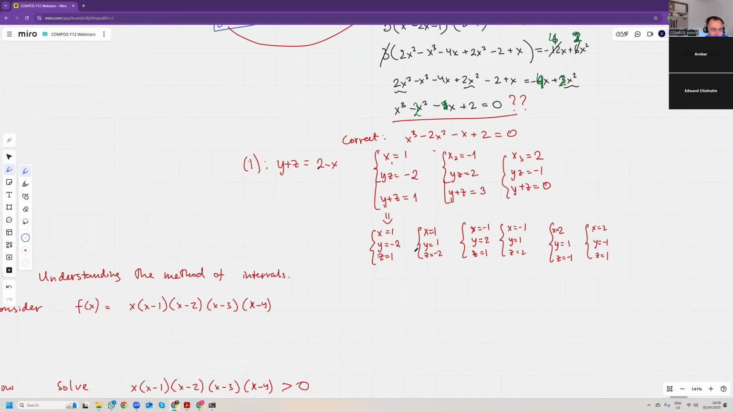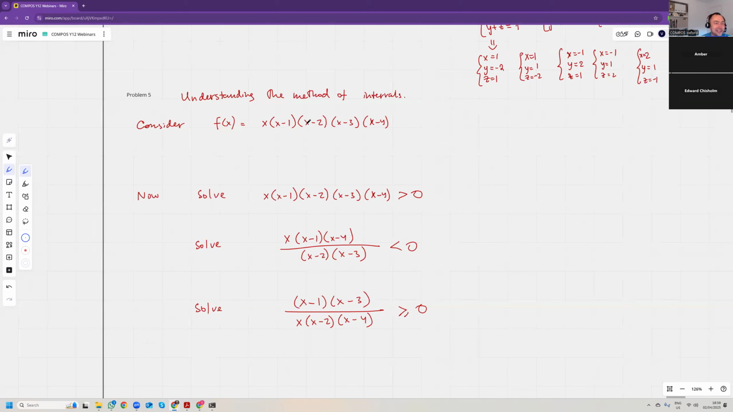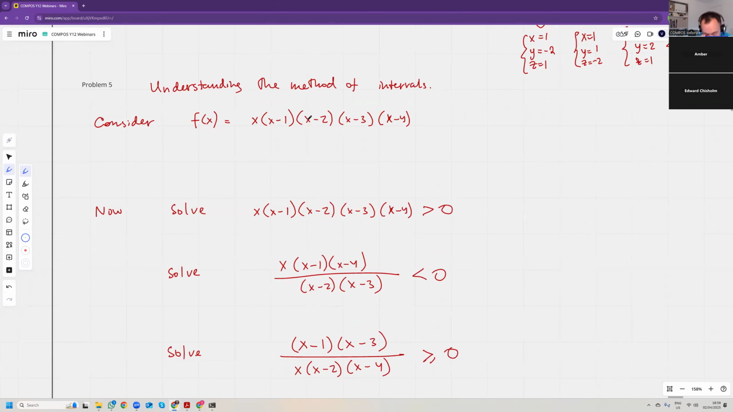Well, I've spent an hour on equations and we haven't touched inequalities, so I'm going to rush to inequalities. Inequalities are slightly easier in a way. So first of all, we need to understand the method of intervals.